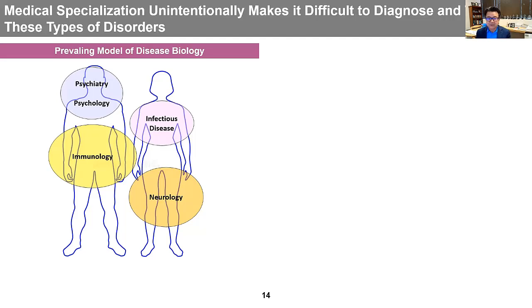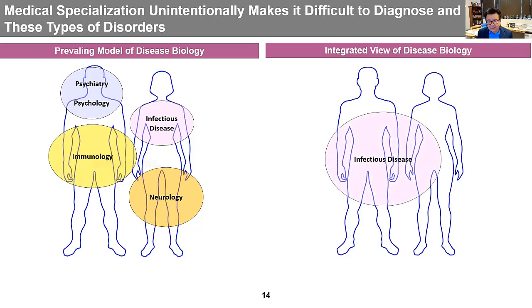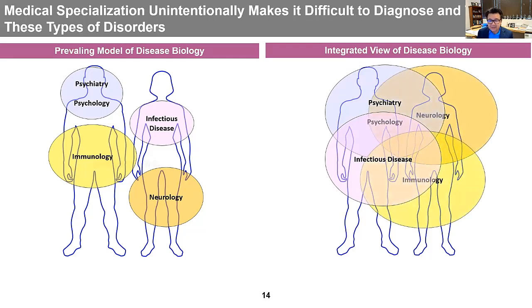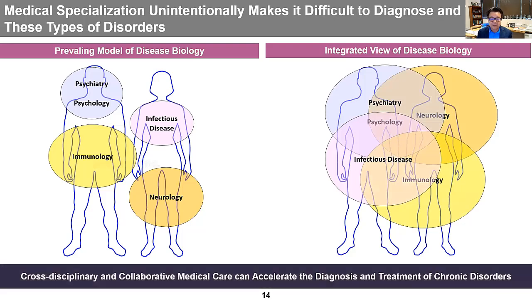Now, one of the things that contributes to this difficulty in identifying them, and it's unintentional, is that medical specialization has made it difficult to diagnose and treat these types of disorders. Because in specialization, psychiatry is separate from immunology, separate from infectious disease, and separate from neurology and other disciplines, whereas the body does not really distinguish between these specialties. Infectious diseases contribute to the psychological, psychiatric state, which can affect the neurologic state, and is an underlying result of immunology. So it is important to have cross-disciplinary and collaborative medical care, because this can accelerate the diagnosis and the treatment of these chronic disorders.